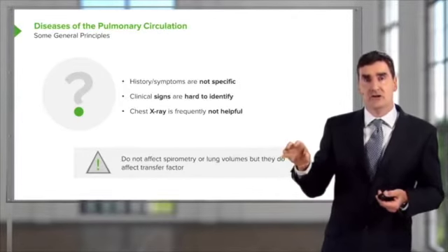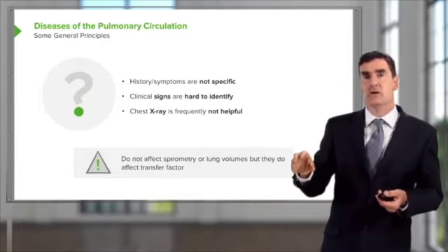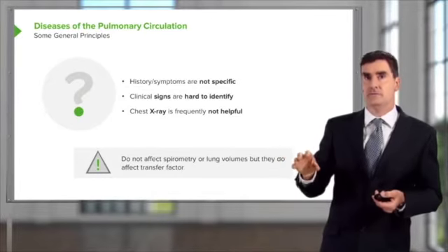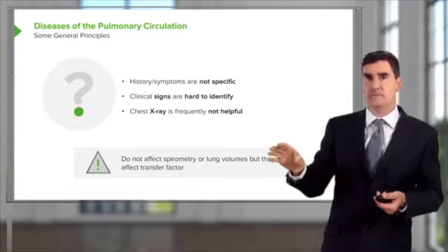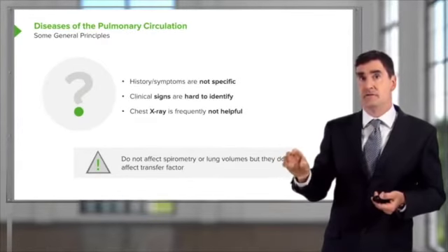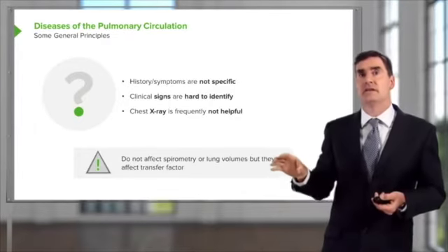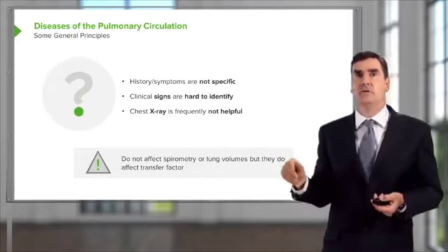Finally, lung diseases in general would normally affect spirometry, but pulmonary vascular diseases are the exception. They do not affect lung volumes or the spirometry values, the FEV1 or the FVC. They do affect the transfer factor. So when requesting lung function tests and thinking about pulmonary vascular disease, you need a transfer factor to be able to identify whether they're present or not.